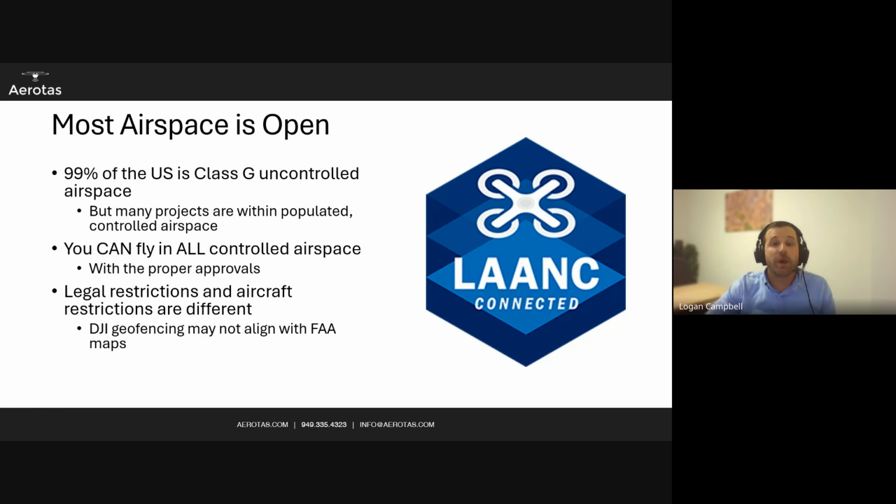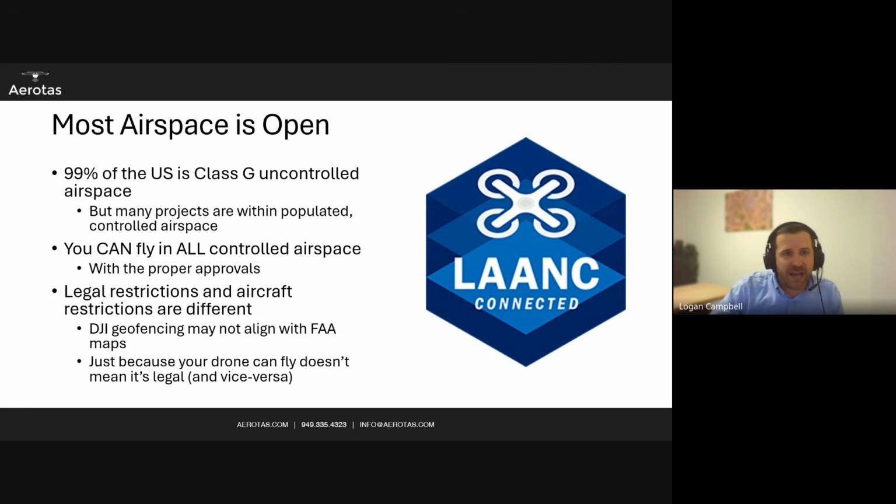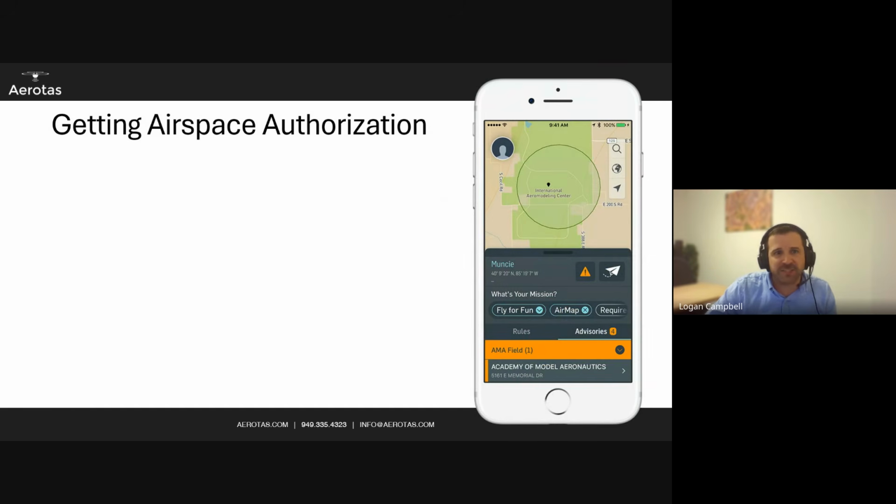Plus, the flip side is true. Even if you get legal permission, you might need to get that to override your system's geofencing as well. All of that is totally doable. But as long as you know the right procedures for your drone, it's actually not that big of a deal. It's more of one of those things just to be aware of. Before you actually fly a site, look up to see if it's in controlled airspace.